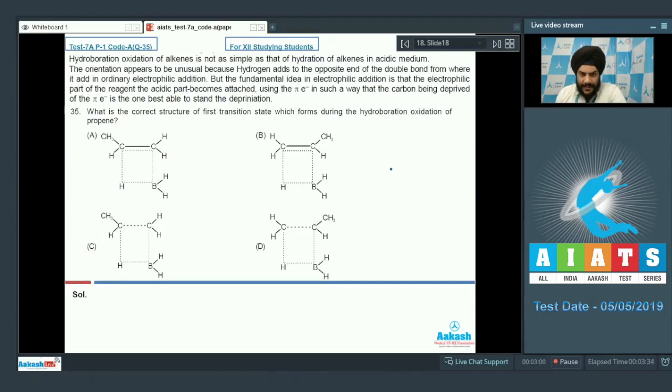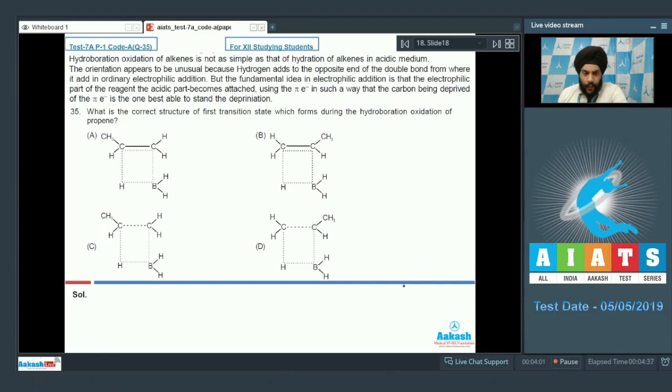So in the paragraph given for question number 35 and 36, it talks about the hydroboration oxidation of alkenes. And it is given to us that the hydroboration oxidation is not as simple as that of hydration of alkenes in acidic medium. The orientation appears to be unusual because hydrogen adds to the opposite end of the double bond from where it adds in an ordinary electrophilic addition. But the fundamental idea in electrophilic addition is that the electrophilic part of the reagent, the acidic part, becomes attached using the pi electron in such a way that the carbon being deprived of the pi electron is the one best able to stand this deprivation.